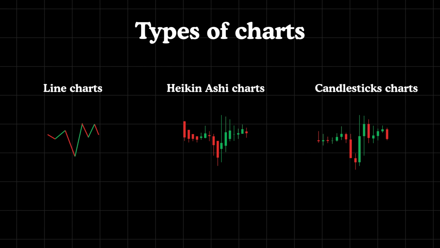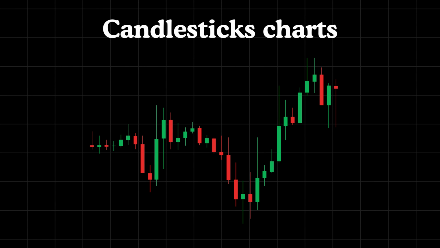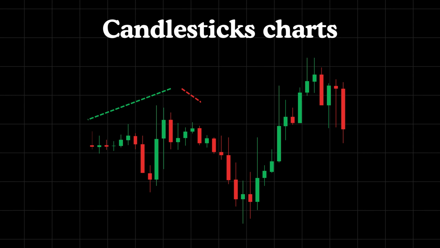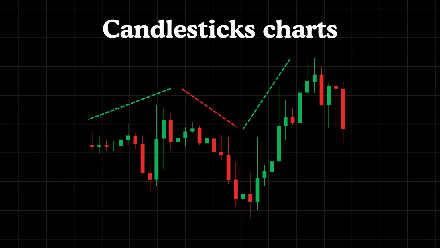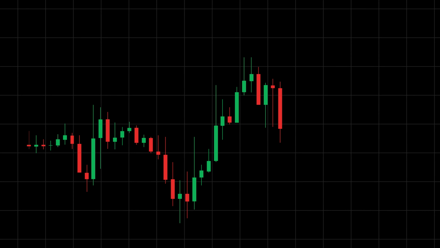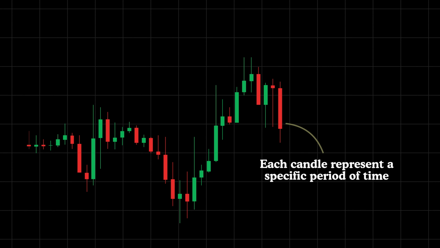There are many types of charts available, but the Japanese candlestick charts are the most popular ones. That is because the candles represent the clearest way to visualize the ups and downs of a price. A candlestick chart consists of red and green candles, which provide detailed information about the price movement for a specific unit of time.